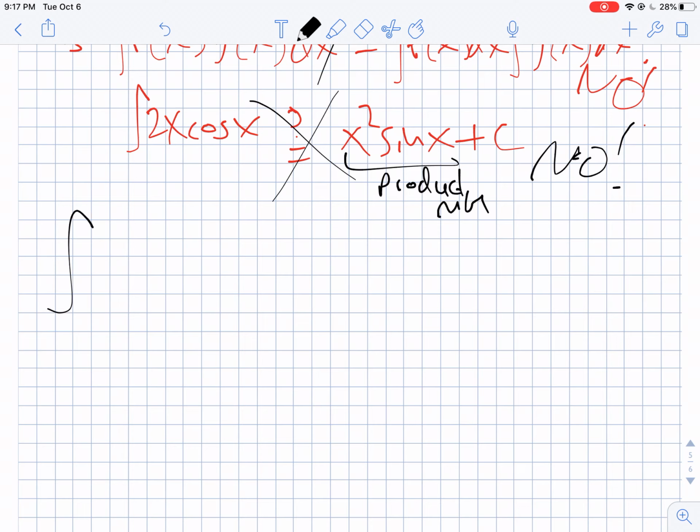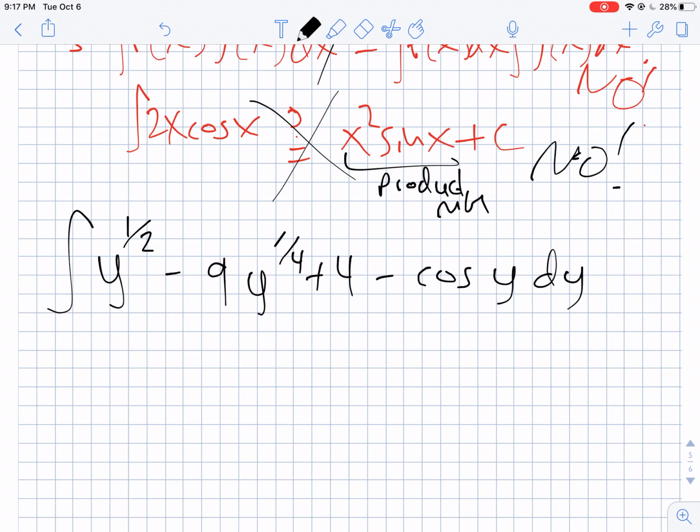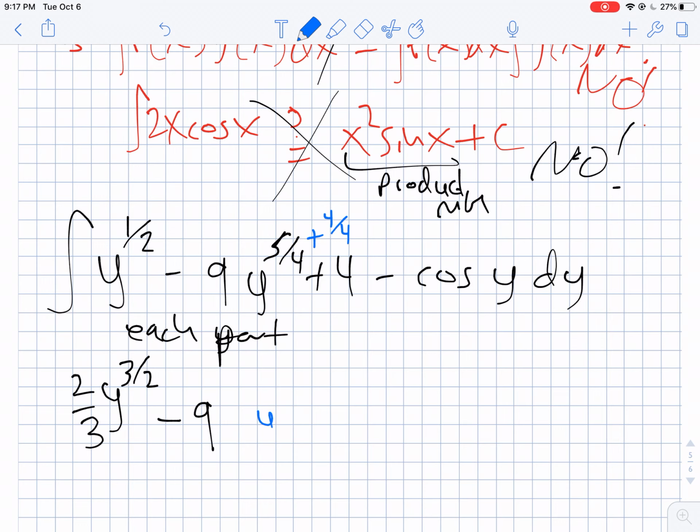So suppose I ask you to take the antiderivative of y to the 1/2 minus 9y to the 5/4 plus 4 minus cosine of y. Okay, so let's just go part by part. Just do each part separately. So when we do the antiderivative of y to the 1/2, that'll be y to the 3/2, and we put a reciprocal in front. For the next one, let's leave the minus 9 in front. So if I do 5/4 and I add 1 to that, so I add 4 over 4, that's 1, I'm going to get y to the 9/4, and then balance with a reciprocal, 4/9, in front.